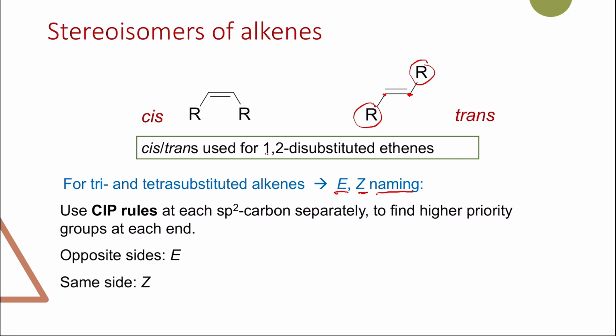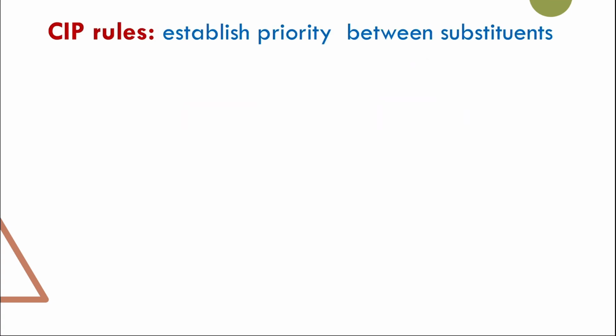So for example, in this first case, we have the two groups, the R group, the two substituents here on the same side. So we're gonna call this Z because it's on the same side. But on the other isomer here, the two groups are on opposite sides. So we're gonna call it E isomer. So we either gonna call it Z or E. So let's establish the priority between the substituents so we can give the alkene the prefix either Z or E.